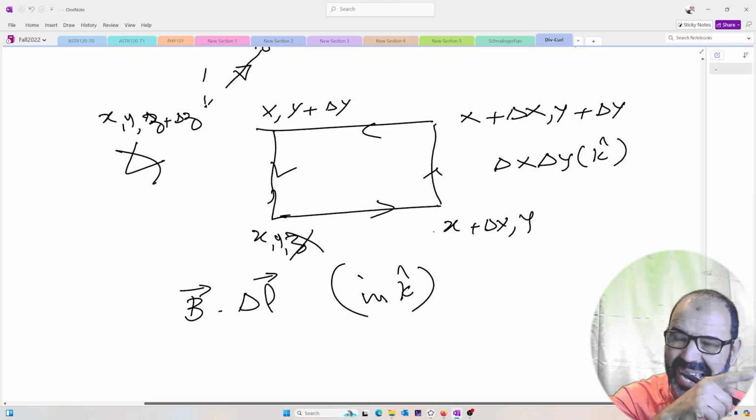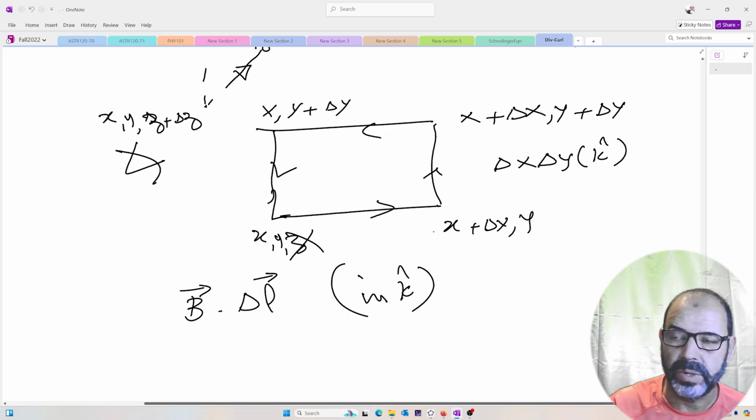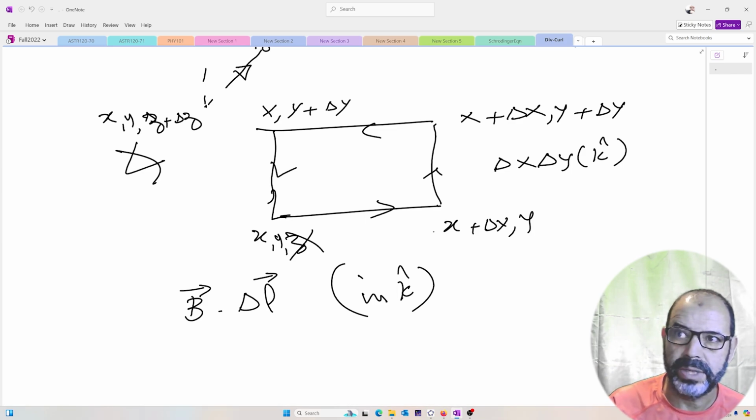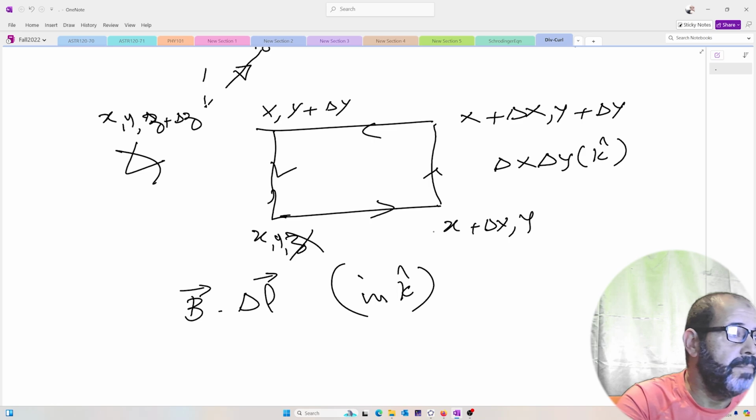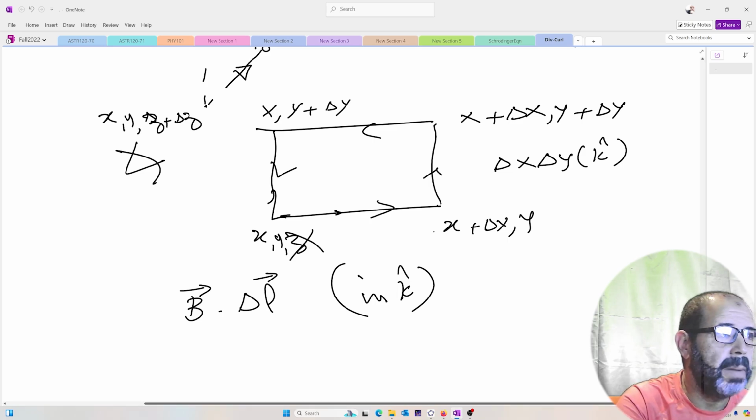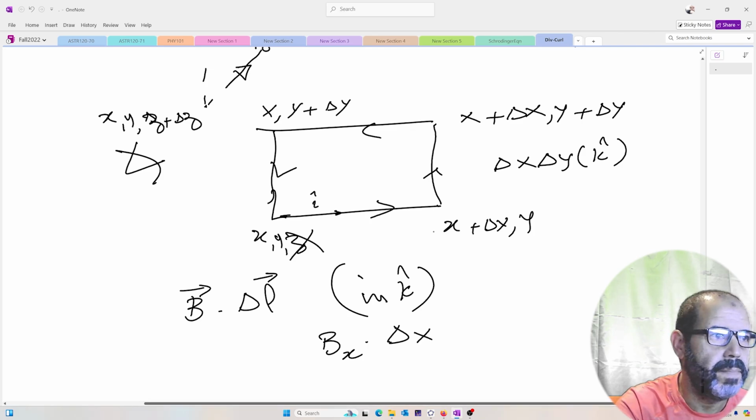So this is in the k hat. Remember, I'm looking at it through the k hat direction. So when I project it in the k hat, it looks like this, okay? Obviously, through this path I only have the x component, because this is i hat, remember? So I have bx times the size of the path, in this case delta x, okay?